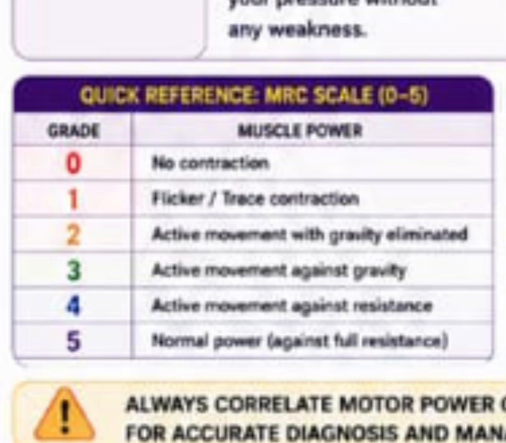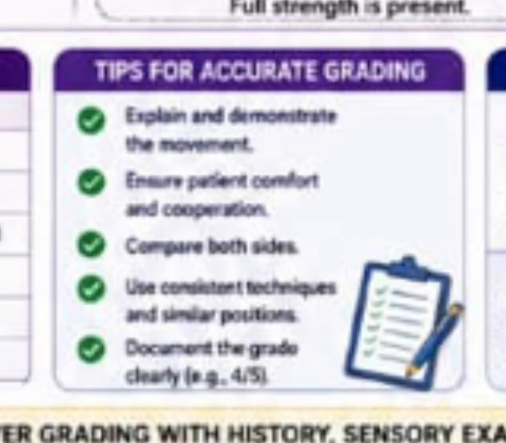So now, tips to give an accurate grading. Explain and demonstrate the movement to the patient first, before the patient does it. You do it yourself, tell the patient what you're about to do, and ask for the patient's full cooperation, and also encourage the patient while they do it. Ensure the patient is comfortable and cooperating. That's why I say you explain it to the patient, and encourage them that they can do it even though the muscle is weak or the patient is giving up.